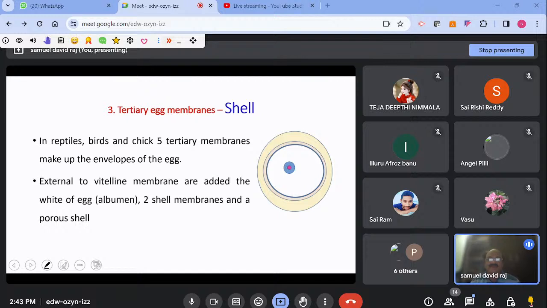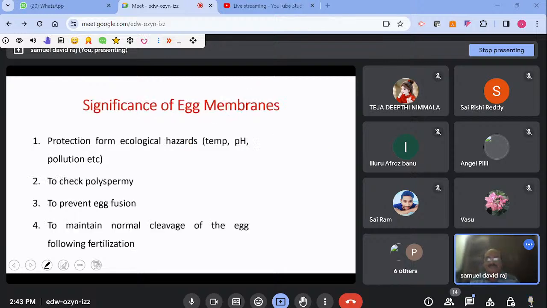And coming to the final one, that is the shell. In the case of reptiles and birds, including the chick, five tertiary membranes make up the envelopes of the egg. The egg contains three layers of albumin, two shell membranes, and a porous shell. All these constitute the shell which makes up the tertiary egg membrane of reptiles and birds.